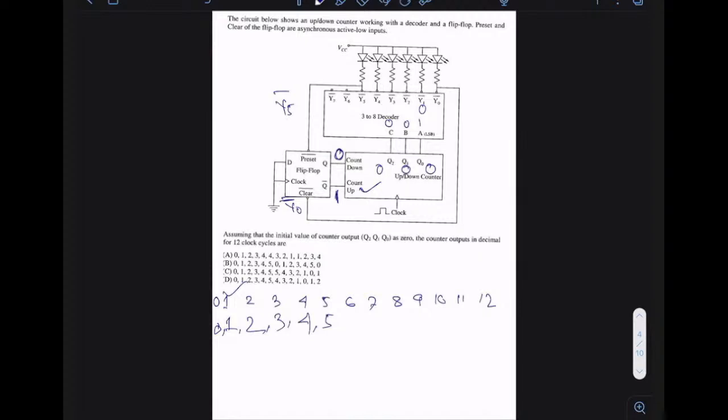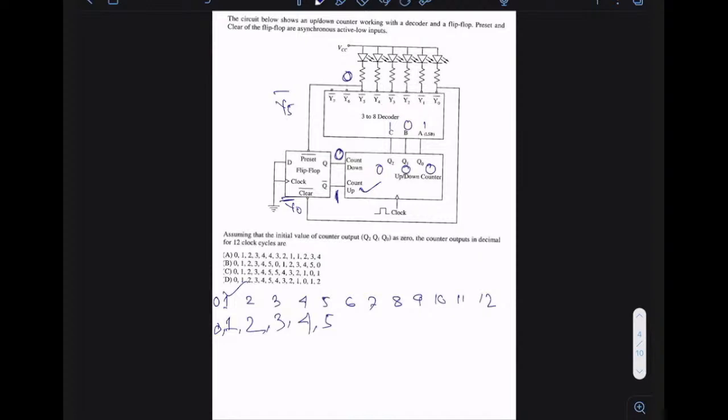Now, when we give the fifth clock, what's going to happen? This is basically 1, 0 and 1. As a consequence, this particular Y5 bar will be 0 and the rest of the bits will be high. So when the fifth clock is given, the counter output is 101, and when 101 is processed by the decoder, it makes Y5 bar 0.